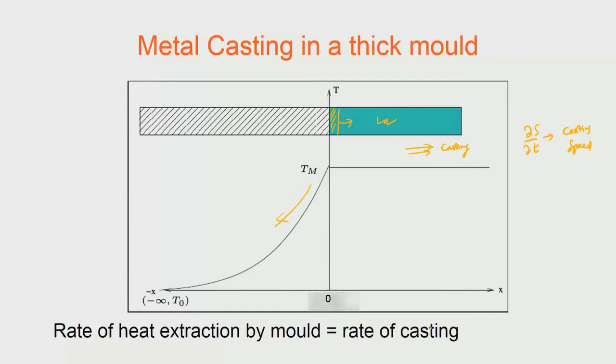So we want to make it very simple and say that the rate of heat extraction by the mold is giving you the rate of casting. Strictly speaking, this is not valid, because how would latent heat released in the liquid come onto the interface unless there is a temperature gradient? But we say that the gradient in the metal solid and the metallic liquid is so small that it is negligible. So with that assumption, we can proceed to solve this problem.